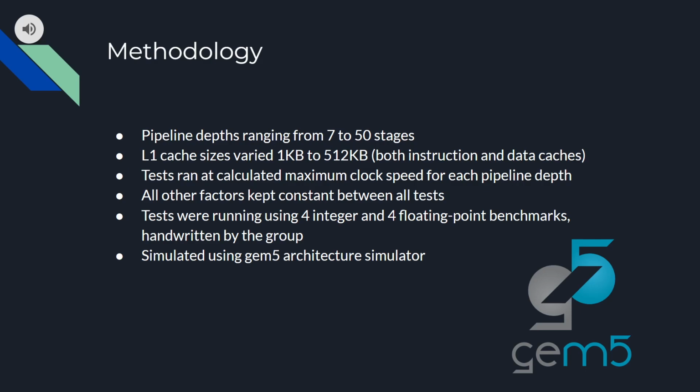Pipeline depths range from 7 to 50 stages, with clock speeds from 4.5 to 19.9 GHz, and cache sizes range from 1 kilobyte to 512 kilobytes for the level 1 instruction and data caches. The calculated cache latency and clock cycles for each cache pipeline pair was used in the configuration as well. All other factors such as level 2 cache, main memory, and more were kept constant between the tests. The benchmarks were written by the team, with a total of 4 integer and 4 floating point benchmarks being written in C.